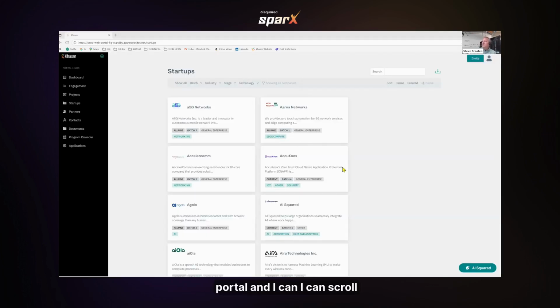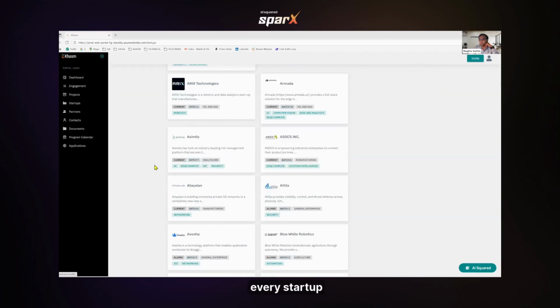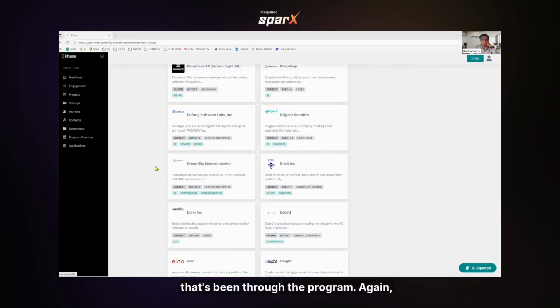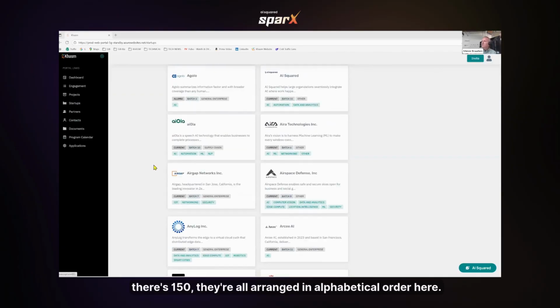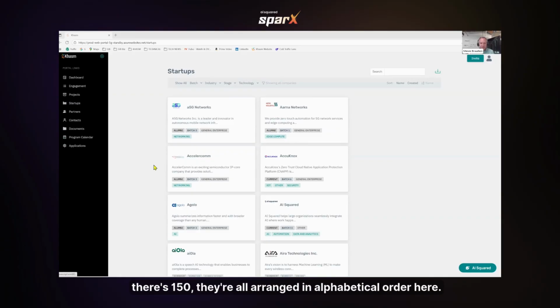Make sure I'm rocking and rolling here. There we go. I'm gonna bring up the portal. So rather than look at a wall of logos, I can actually look at the portal, and I can scroll through and check out each and every startup that's been through the program. Again, there's 150. They're all arranged in alphabetical order here. And if I want to learn more about one of the startups, I can take a look at it. Now, conveniently, since it's alphabetical, AI squared, let's look at AI squared really quick.